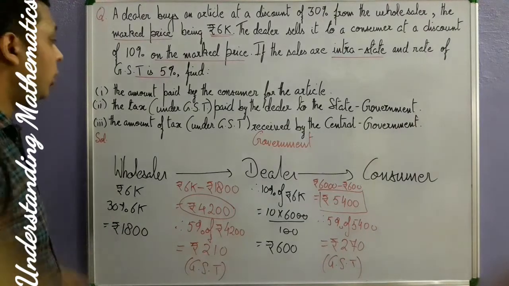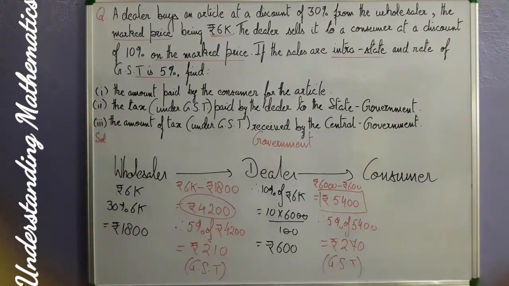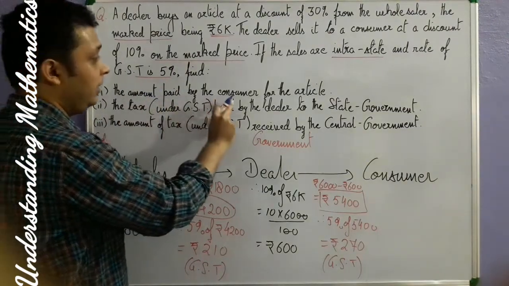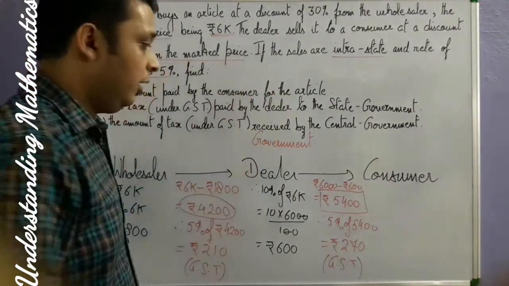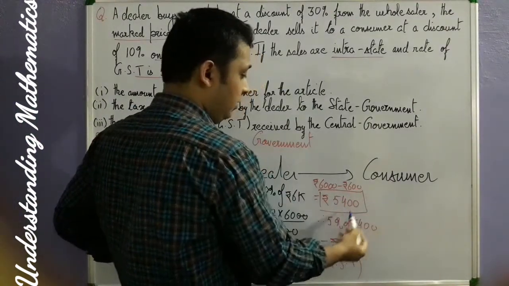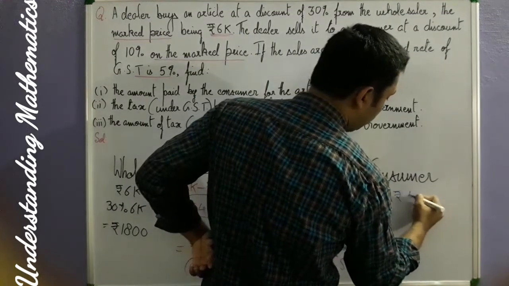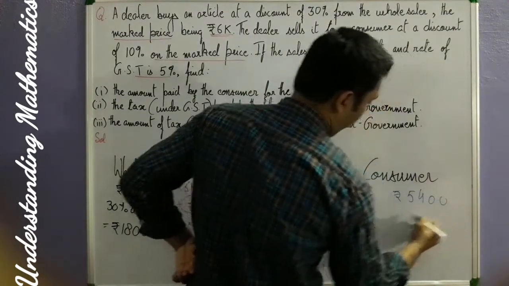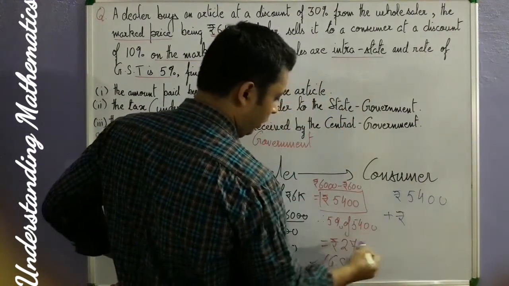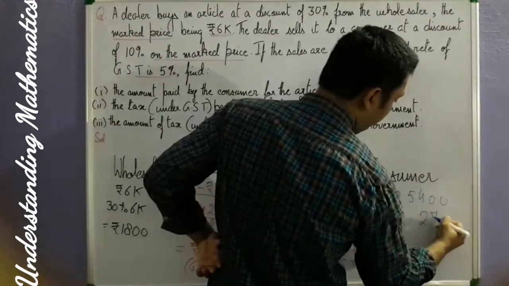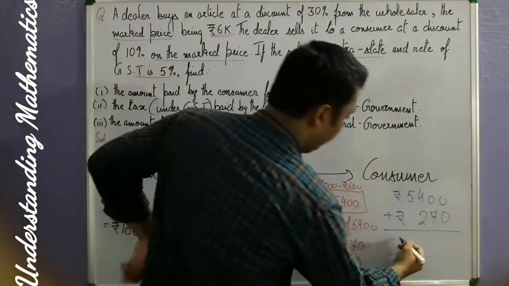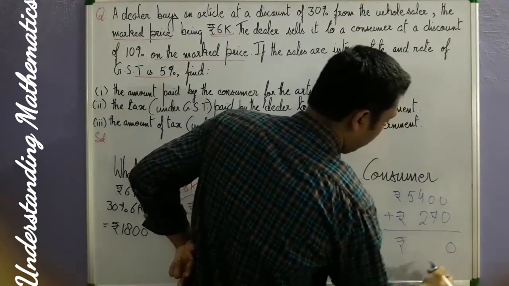Now let us see what the first part of the question is saying to us. The first part of the question says the amount paid by the consumer for the article. Clear? Now when the dealer sells it to the consumer, the article price was how much? It was rupees 5,400 plus the consumer also pays a GST of rupees 270. So you add all these, so what do we get? Ultimately we will get how much?